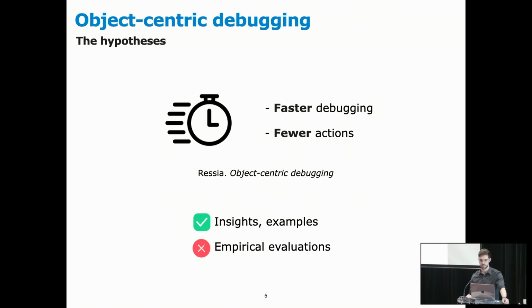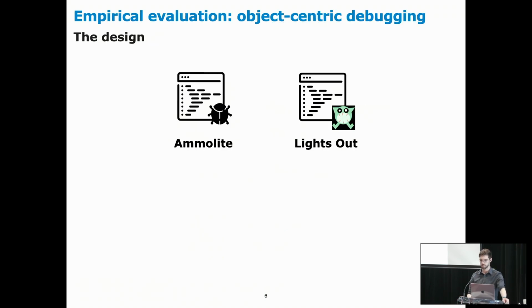The hypothesis of object-centric debugging is that it makes the process of debugging faster and requires fewer actions from developers. So we have strong insights and examples supporting this idea, but in the literature there are no empirical evaluations that support those hypotheses. So we designed one.